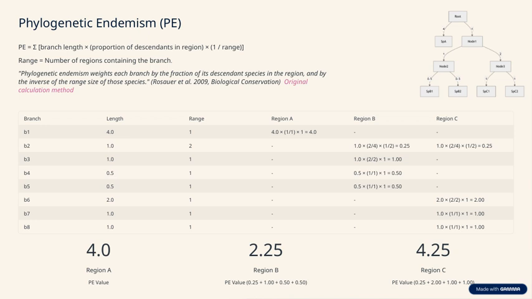In this example, region A has a PE of 2.25, while region B's PE is 4.25, and region C is even higher at 4.75. These numbers highlight which regions harbor the most evolutionarily unique and geographically restricted lineages. Overall, PE helps us identify priority areas for conservation, emphasizing regions that hold significant evolutionary history that's also geographically limited.